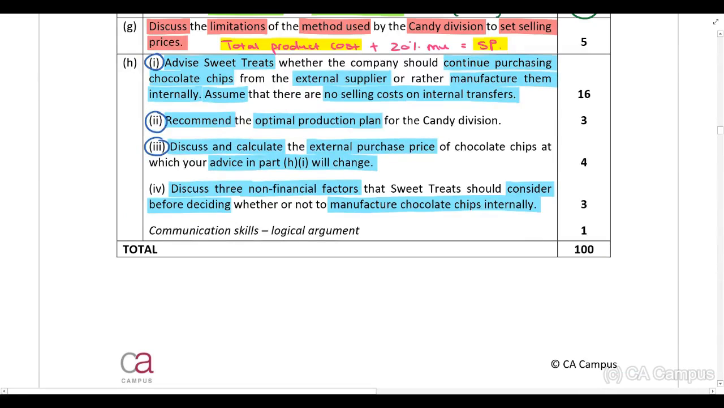So make sure that you answer the required. You need to discuss and calculate the external purchase price of chocolate chips at which your advice in part 1 will change.